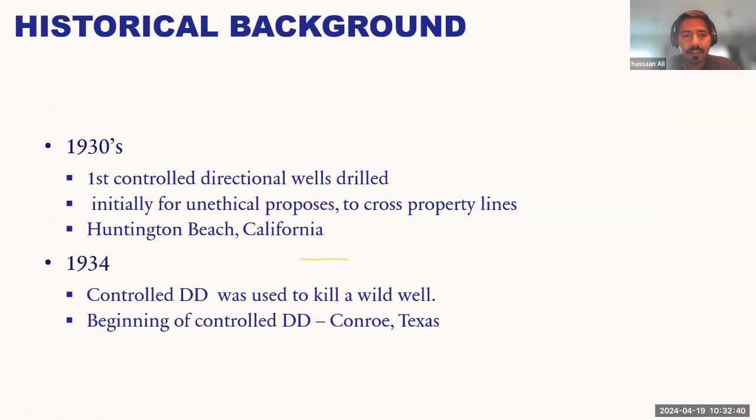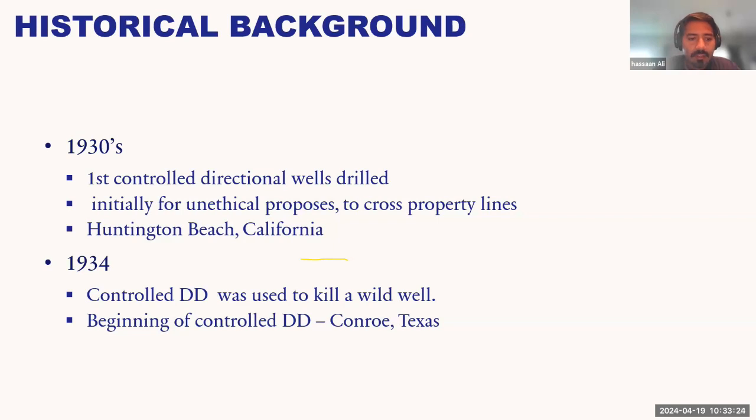Historically, the reasons for the ingenuity of directional drilling were not straightforward. It was more for accessing property lines which were usually inaccessible. It was originally done for unethical purposes, but people quickly realized the importance of these techniques, and we actually owe the success of the shale revolution in the US to horizontal drilling, because with horizontal drilling we were able to access shale resources which were previously inaccessible.